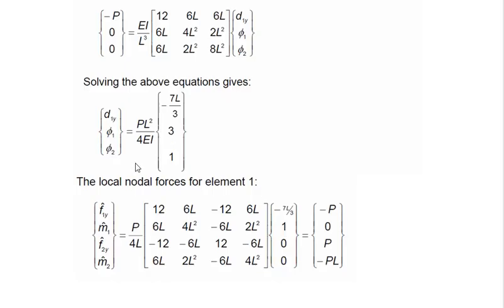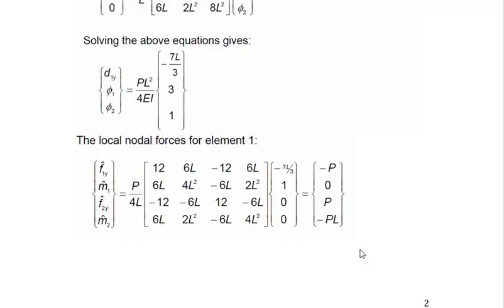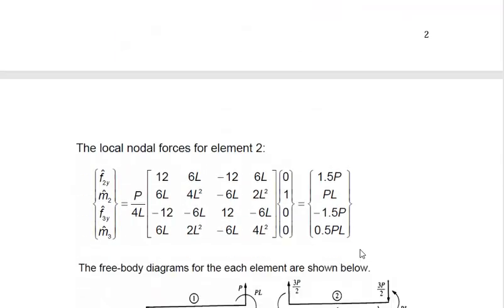And similarly, against M2, in front of M2, we should have the value of 1. So just cancel out the 0, this 1 here, and instead of this 1 we will have 3. And then when you multiply these two matrices together, you will get the values of F1y, M1, F2y and M2. All right, and the same procedure can be adopted for element number 2.